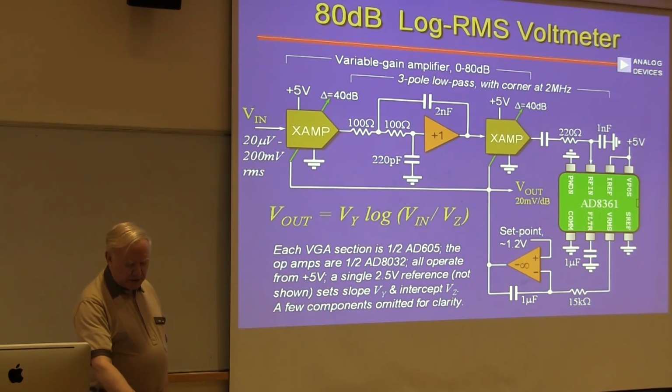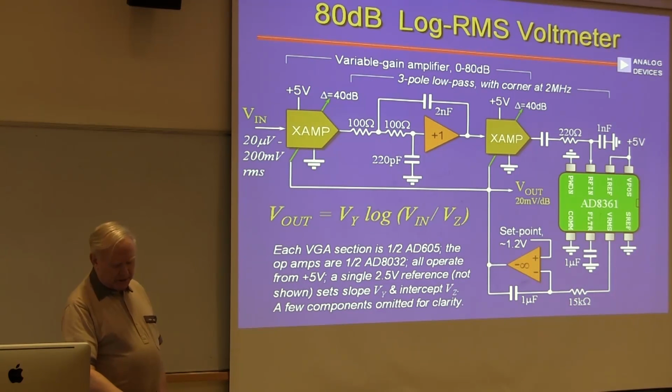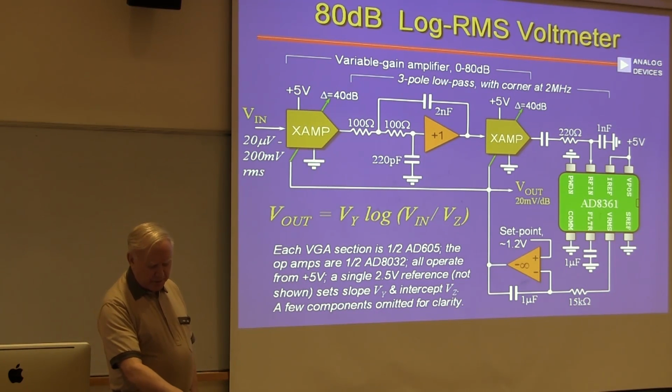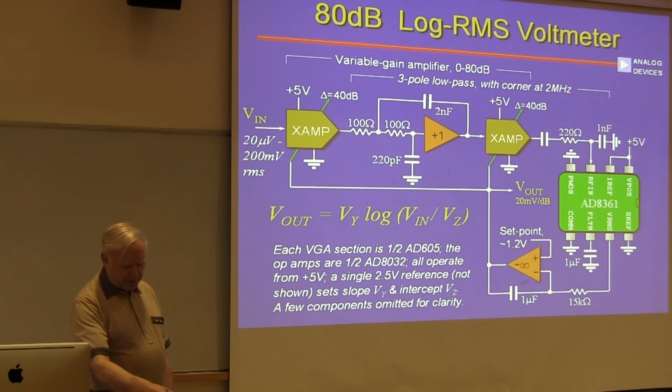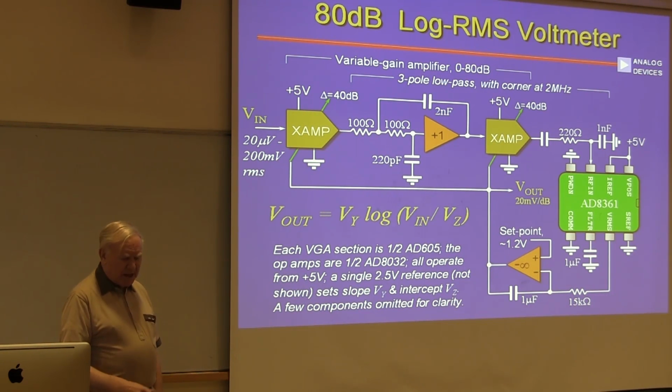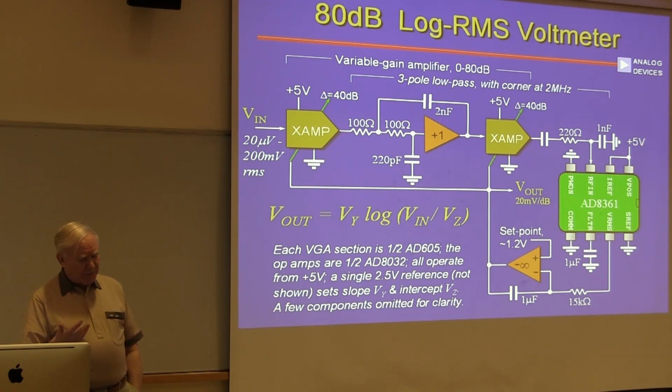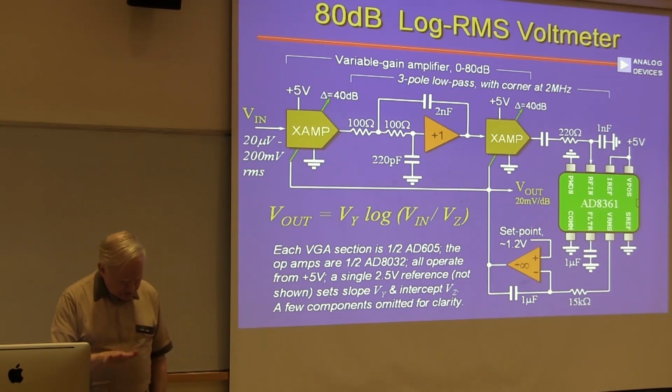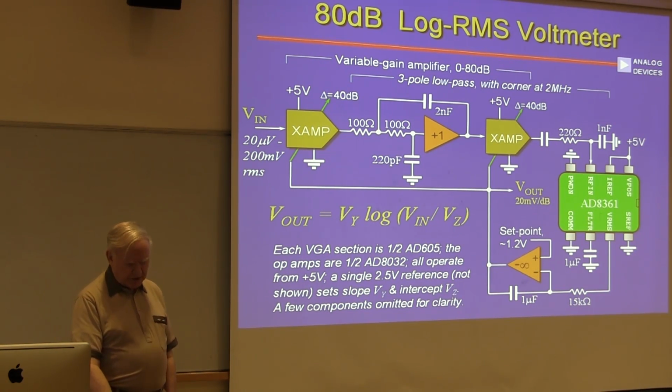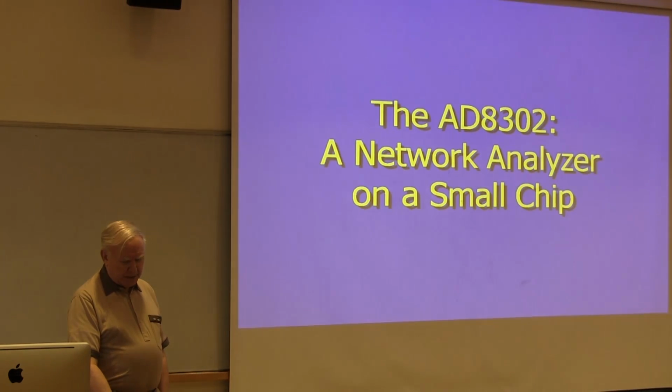Here's another one of these RMS converters, another little 8-pinner, and I show here with use of 2 variable gain amplifiers and a bit of external componentry, again you can cover 80 dBs of log RMS. And you can argue about whether that's computation or not. It's low-level computation, certainly nothing to write home about.